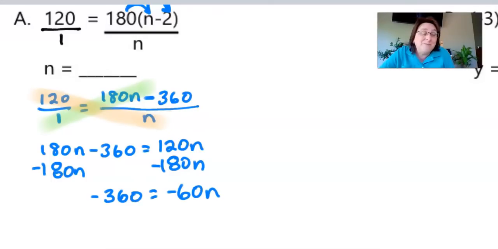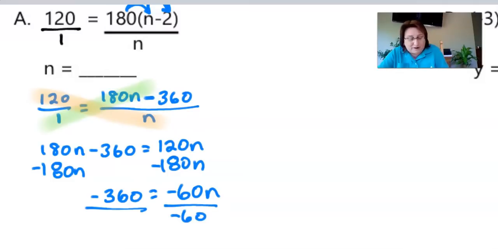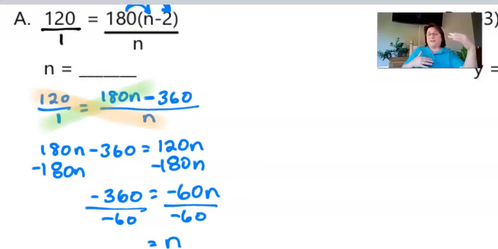Because to get the n by itself and to make it positive, we're going to divide both sides through by negative 60. Okay, so your n is going to equal 360 divided by 60. Well, a negative divided by a negative is a positive, and 360 divided by 60 is 6. So our n equals 6.